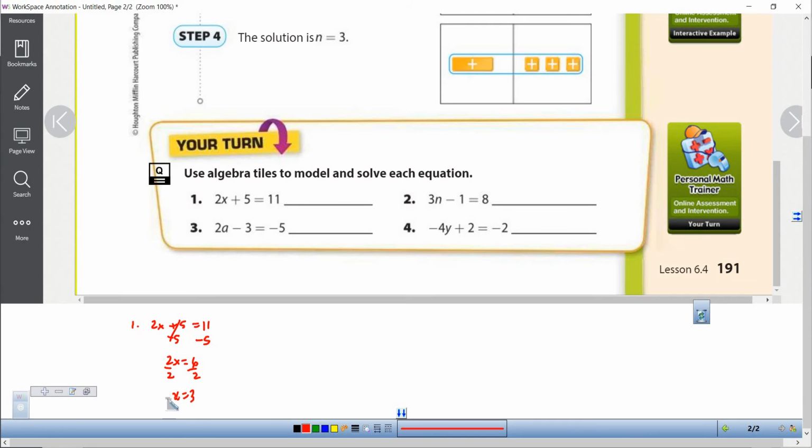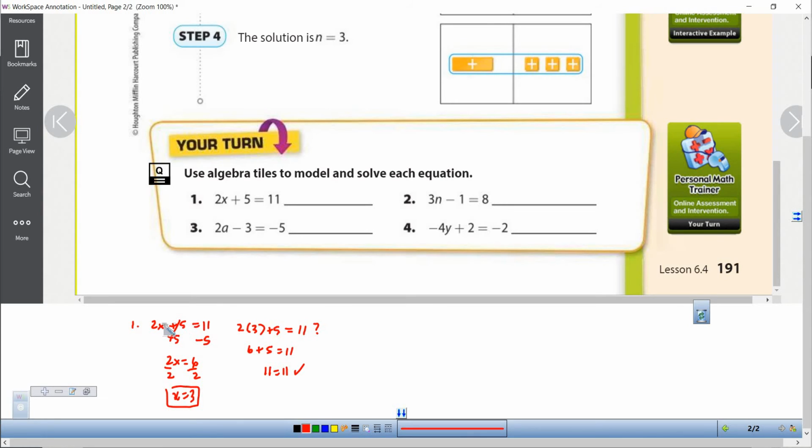And then I get x is equal to 3. By the way, it's always a great idea to check your answer. 2 times 3 plus 5 is supposed to equal 11, right? Does it? Well, 2 times 3 is 6. 6 plus 5 is 11. 11 equals 11. It checks.